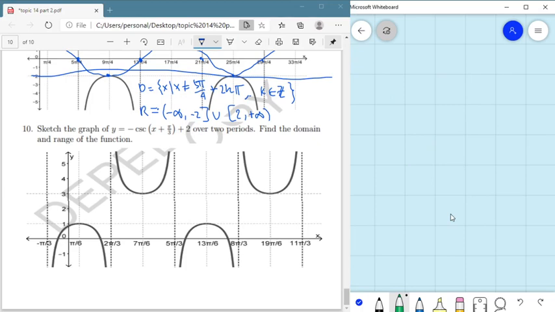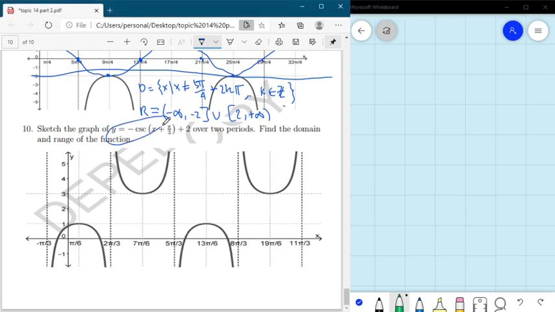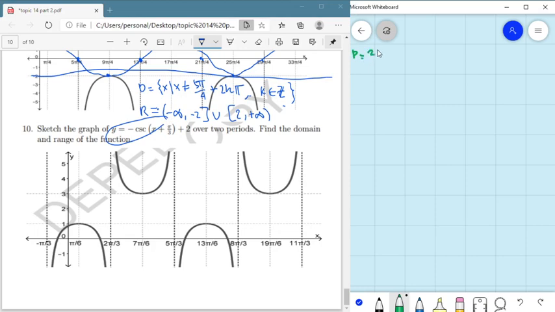Okay, last one. Number 10, sketch the graph of y equals negative cosecant of x plus pi over 3, plus 2, over 2 periods. Then find the domain and range of the function. Okay, so cosecant, what we will use is sine. So sine, therefore our period is 2 pi over b. Our b here is 1. So 2 pi over 1 is 2 pi.